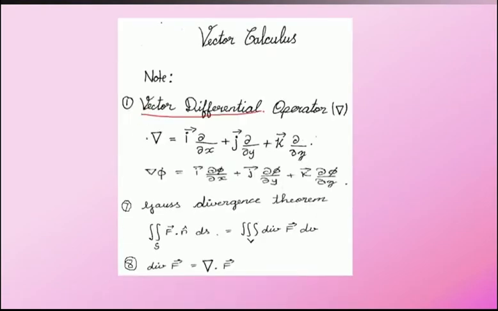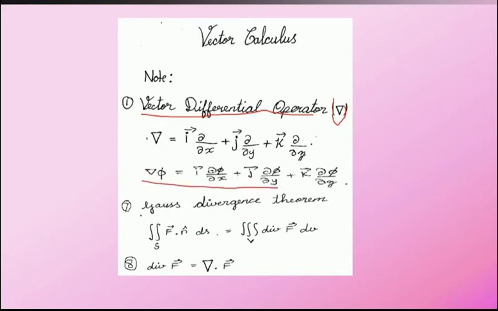Our vector differential operator is del. Del's expression is i vector dou by dou x plus j vector dou by dou y plus k vector dou by dou z. So del psi is equal to i vector dou psi by dou x plus j vector dou psi by dou y plus k vector dou psi by dou z. This is the value of del psi.